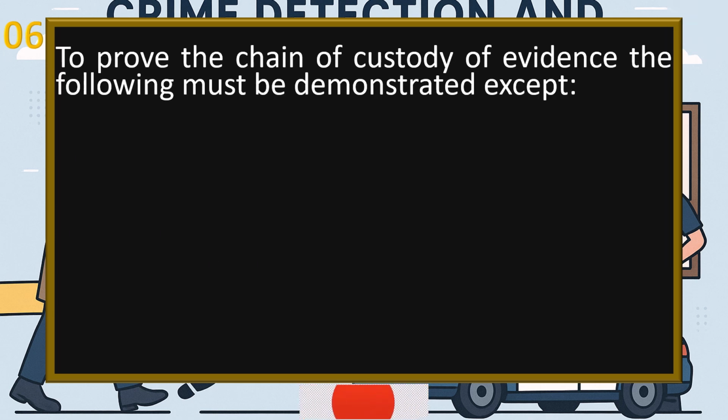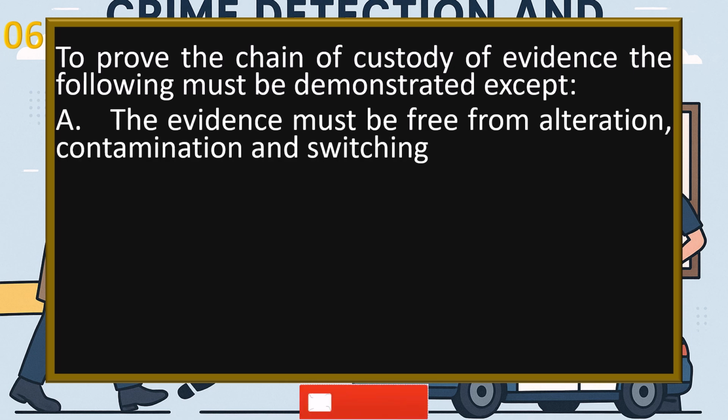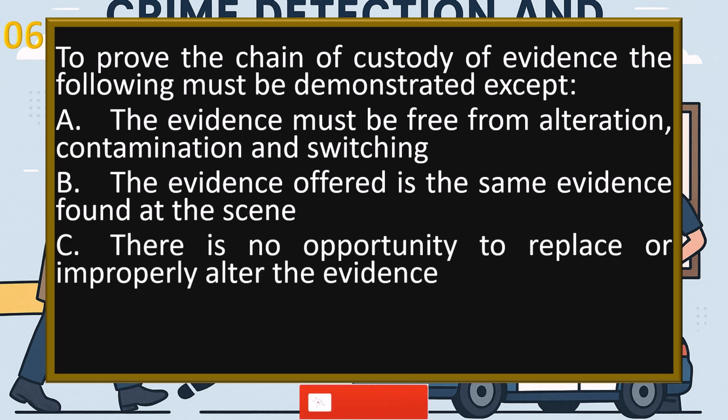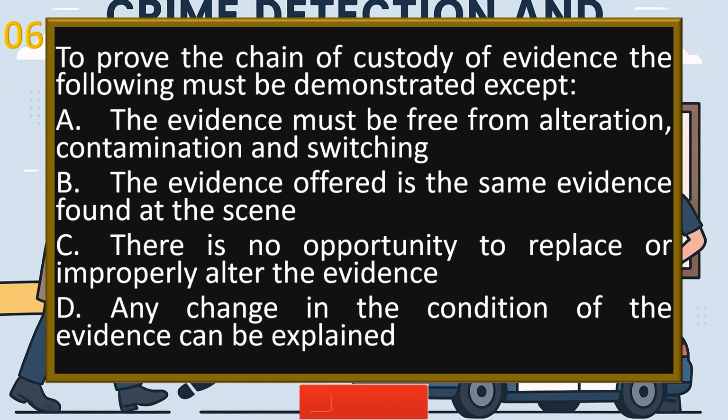To prove the chain of custody of evidence, the following must be demonstrated except A. The evidence must be free from alteration, contamination, and switching. B. The evidence offered is the same evidence found at the scene. C. There is no opportunity to replace or improperly alter the evidence. D. Any change in the condition of the evidence can be explained.